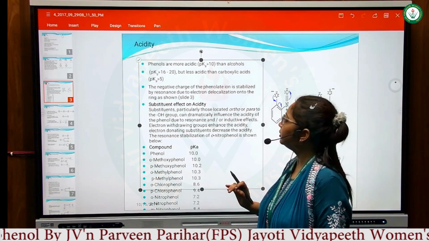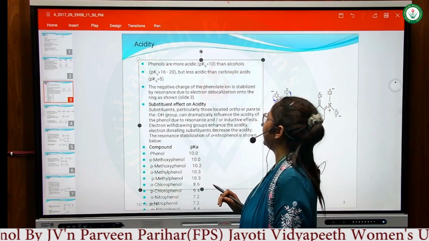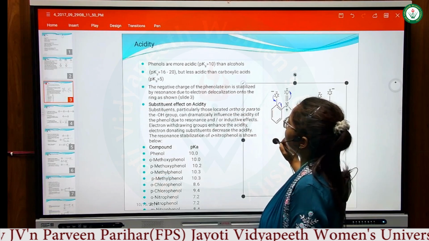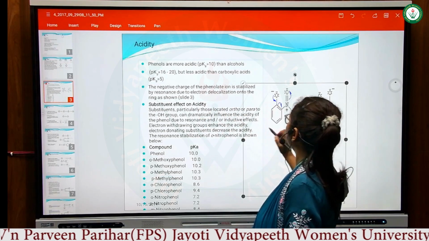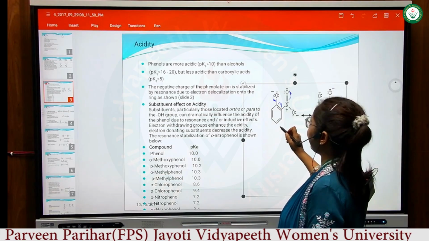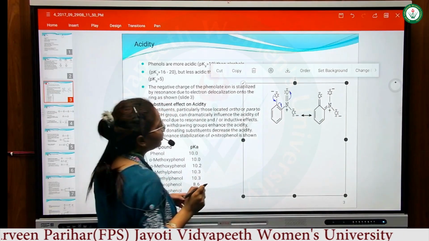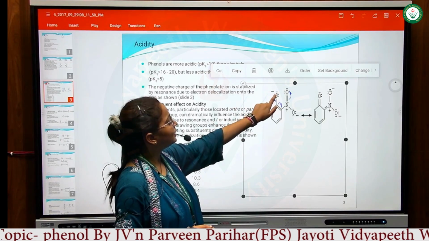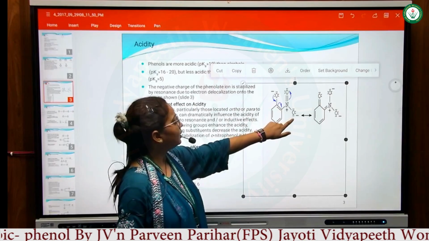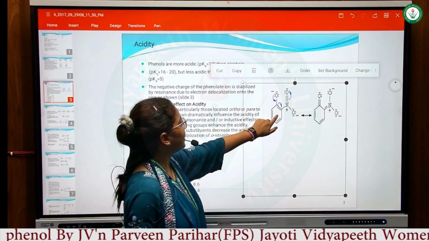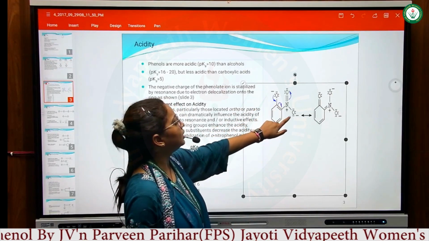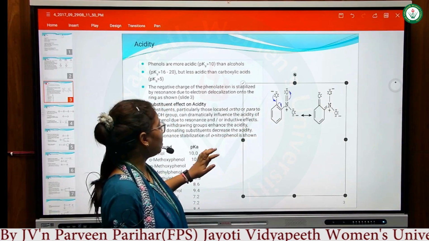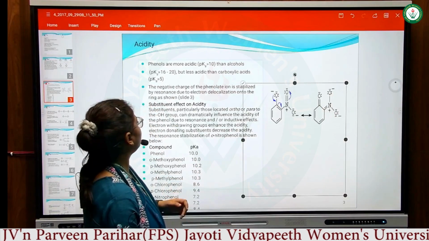So the negative charge of the phenolate ion is stabilized by the resonance due to the electron delocalized onto the ring, as shown in this slide. We can see in this slide that the negative charge, which is generated because of the release of H plus ion, is delocalized onto the ring and shows resonance with the benzene. So due to this resonance, the phenoxide ion is more stabilized as compared to the alcohol. So it is more acidic than the alcohol.